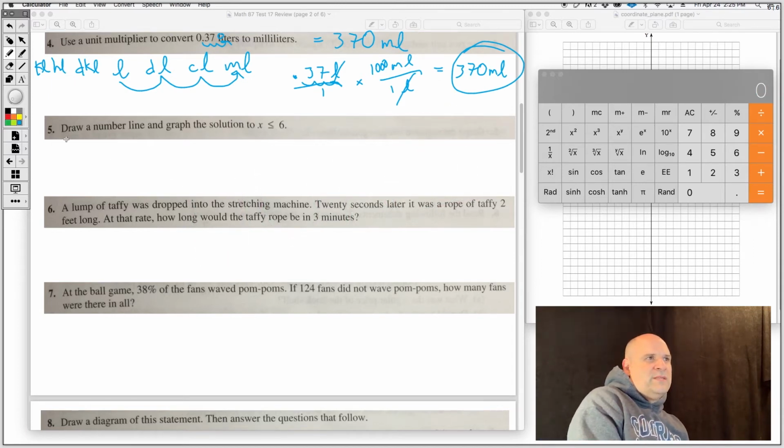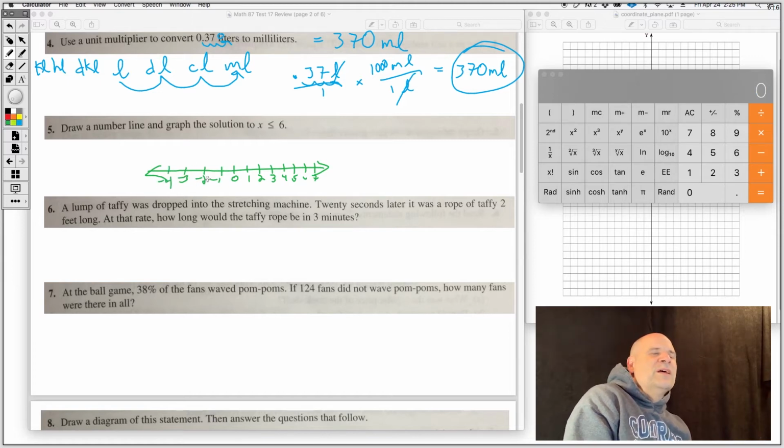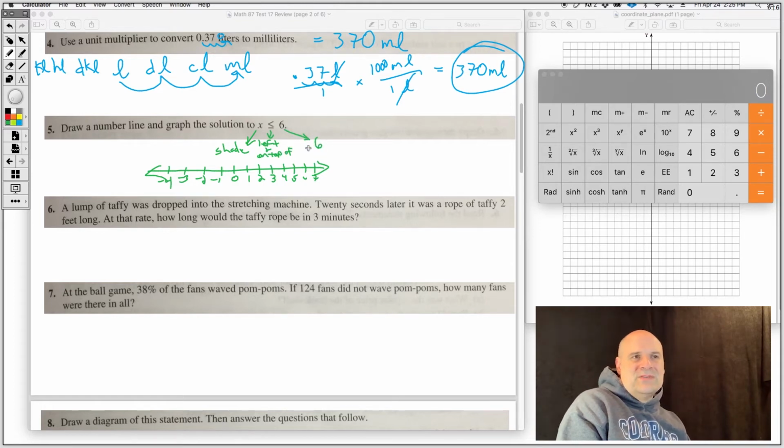All right, number 5. Draw a number line and graph this solution. Okay, number line, easy. Let's draw some numbers here: 1, 2, 3, 4, 5, 6, 7. Over here, -1, -2, whatever. And we want to graph this. You can think of X as shade. So your solutions are what you're going to shade. So X is your shading, and you're going to say left and on top of 6. So I'm going to shade to the left of 6 and on top of 6. So I'm going to fill in that circle and shade to the left.